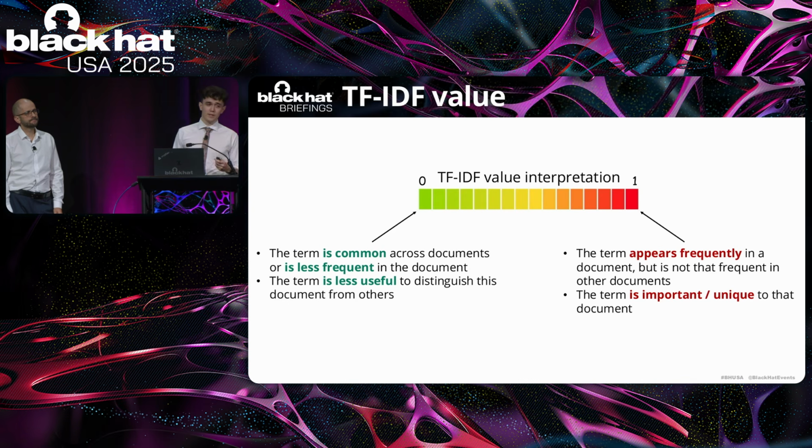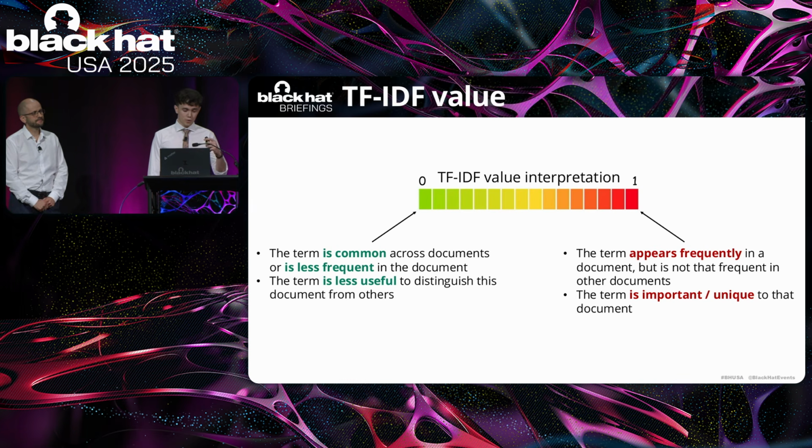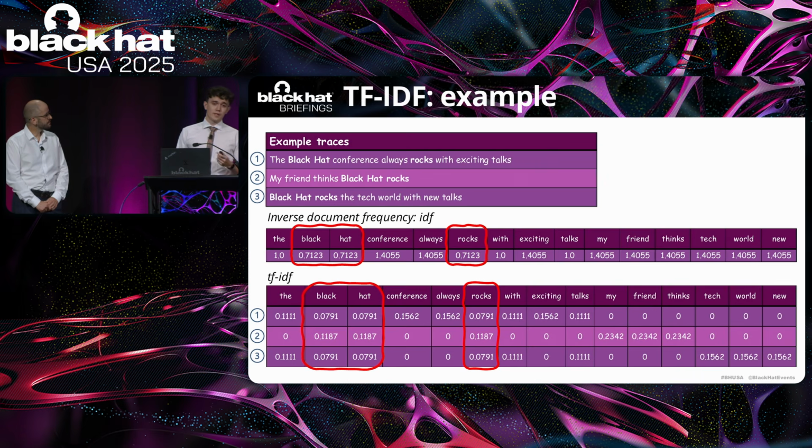So how does one interpret the value of TF-IDF? Lower TF-IDF value maps to higher frequency across all documents, or lower frequency in a single document. On the other hand, a high TF-IDF value means a certain word appears repeatedly in a few documents. Very quickly, to give you an example on how TF-IDF works, we have these three sentences.